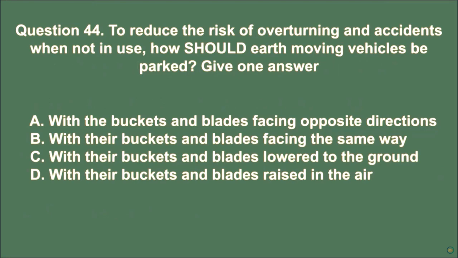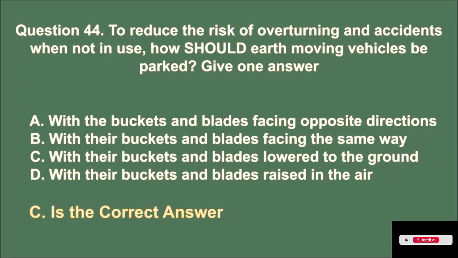Question 44. To reduce the risk of overturning and accidents when not in use, how should earth-moving vehicles be parked? Give 1 answer. A. With the buckets and blades facing opposite directions. B. With their buckets and blades facing the same way. C. With their buckets and blades lowered to the ground. D. With their buckets and blades raised in the air. C is the correct answer.